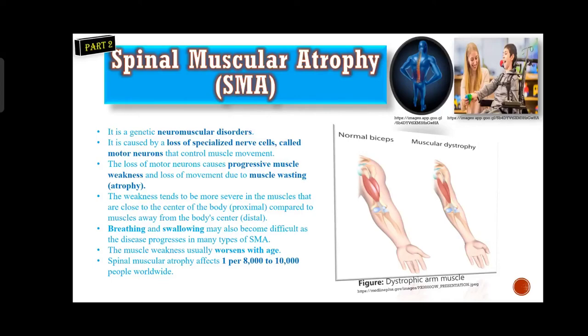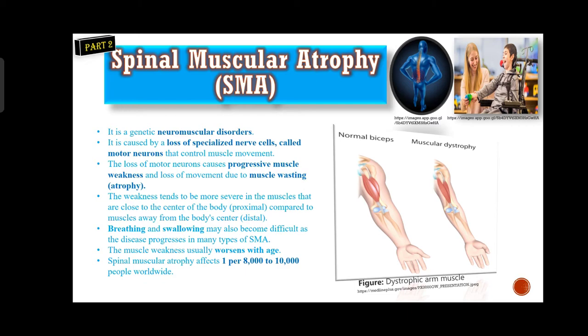In this video, I am going to talk about spinal muscular atrophy. It is a genetic neuromuscular disorder. It is caused by a loss of specialized nerve cells called motor neurons that control muscle movement. The loss of motor neurons causes progressive muscle weakness and loss of movement due to muscle wasting or atrophy.